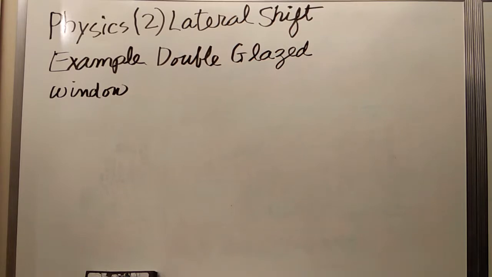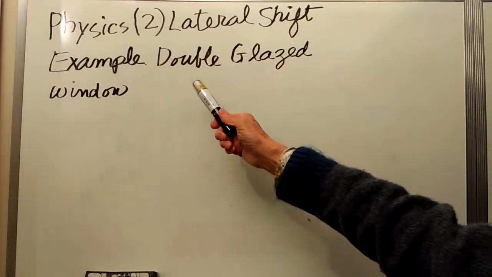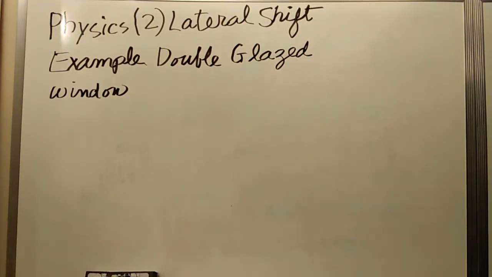Today we talk about an example from the last lecture. It's about lateral shift of light rays when passing through a glass plate. Now, this example is about a double glazed window. What is a double glazed window? It consists of two pieces of glass, and in between there is a layer of air.